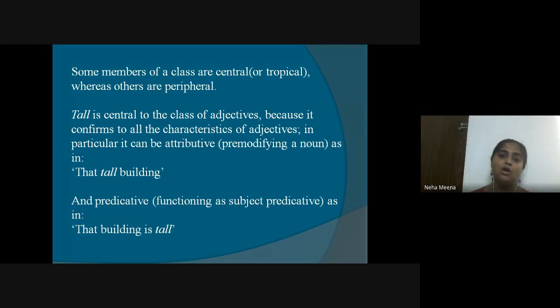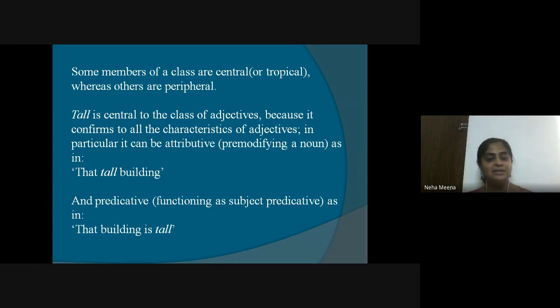Okay, so that tall building. You'll remember it by the examples that we are talking about. Predicative functioning as subject predicate. For example, here, that building is tall.